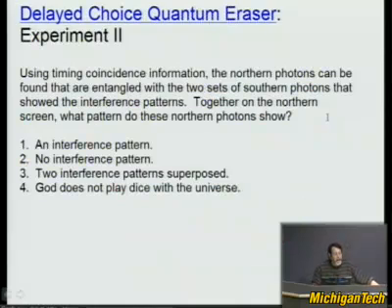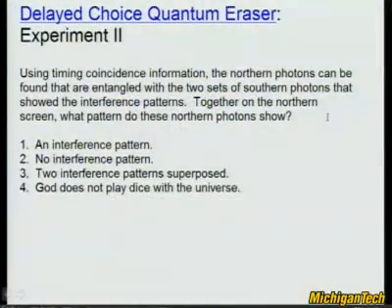So, using timing information, timing coincidence information, the northern photons can be found that are entangled with the two sets of southern photons that showed the interference patterns. So you remembered that the southern photons were broken into four sets, two of which showed interference patterns and two of which did not. So now we can track which is the entangled one, so each of the southern photons is entangled with the northern one.